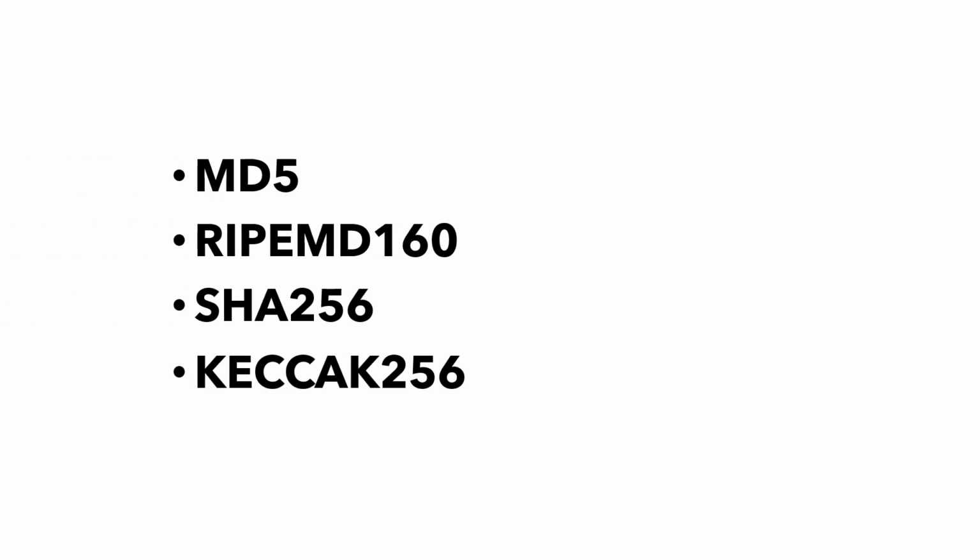Examples of hash functions are MD5, Ripemd 160, SHA-256 and Keccak-256. SHA-256 is Bitcoin's most used hash function, while Keccak-256 is the most used hash function in Ethereum. 256 is the number of output bits of the function, in this case, 256 bits, which is equivalent to 32 bytes. MD5, whose output is 16 bytes, is no longer considered secure. It is an example of a hash function where collisions have already been found.